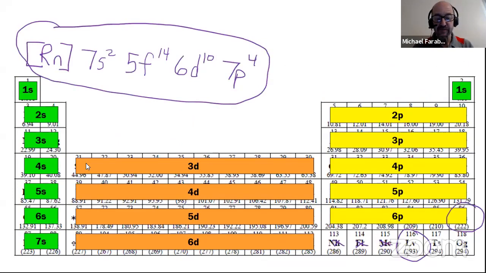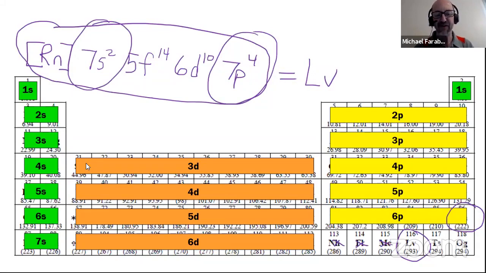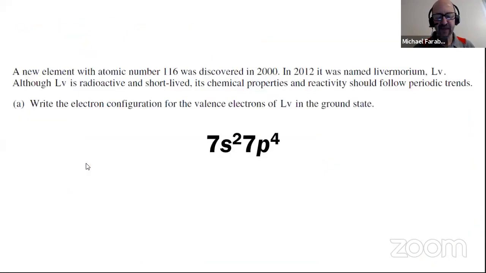Now, this is the correct electron configuration for the entire element, Livermorium, but we're just focusing on the electrons in the outer shell, which in this case are going to be the electrons that have the highest energy level 7. So we're focusing on the 7s2 and the 7p4. So that's 6 valence electrons, and that is the correct answer to part A.